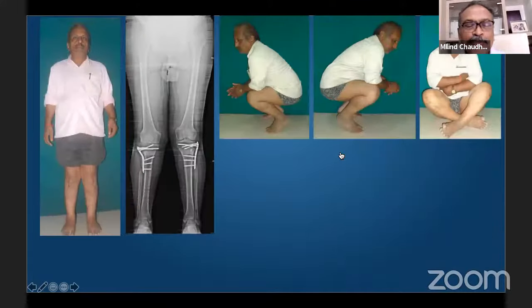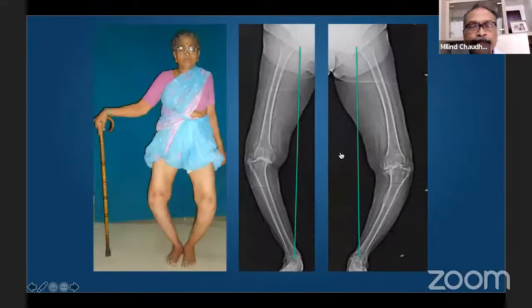But this gentleman is doing just fine with bilateral surgery. He can squat, he can do everything. This is now 11 years after surgery. The large deformities are corrected with the lateral plating. And look at somebody like this. She's 70. She has this large deformity. And my arthroplastic colleagues are going to be rubbing their hands with glee.